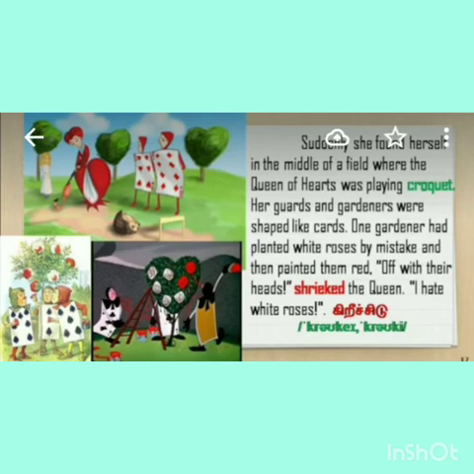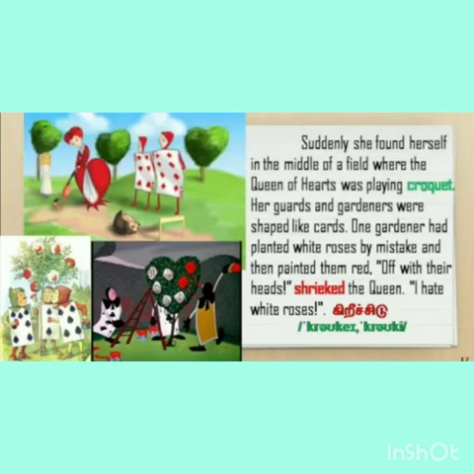Her guards, her soldiers and attendants, were shaped like playing cards. Even the people who are working under her are in the shape of cards. Their dress was like that of cards.